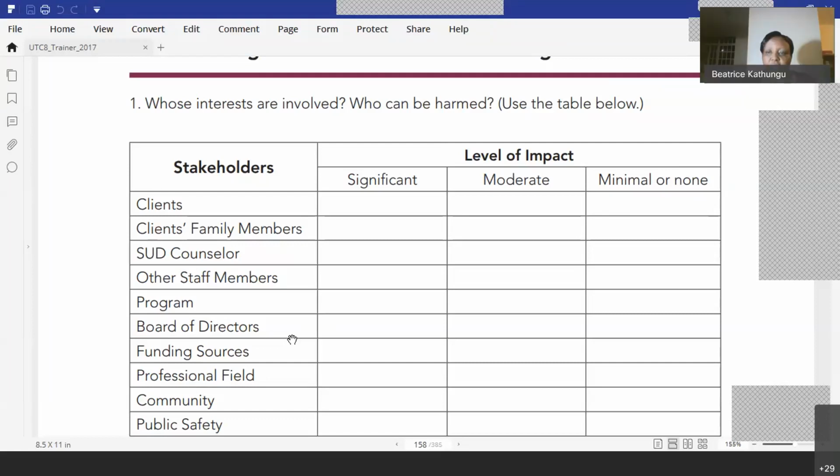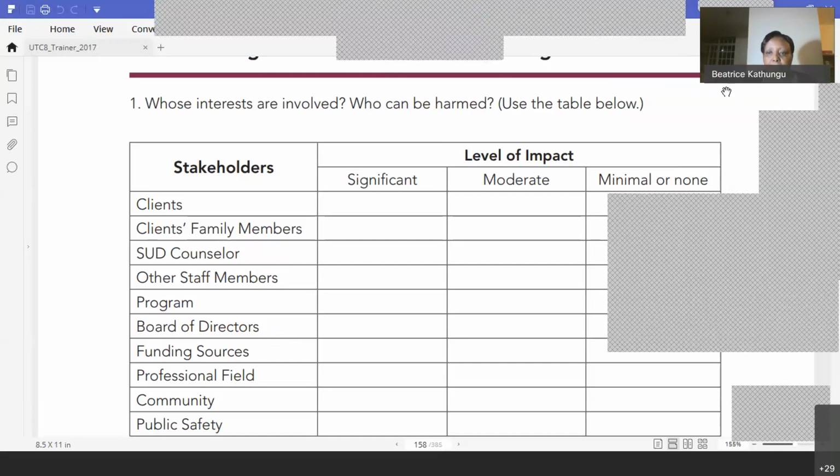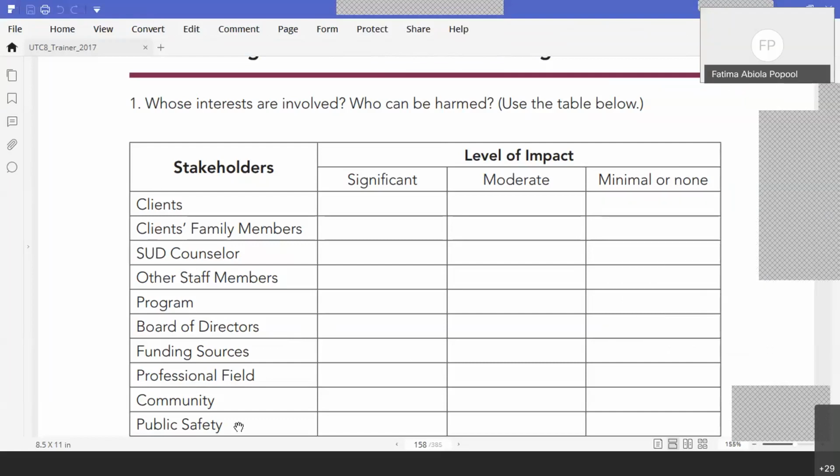Any other stakeholder that we have not identified? Any chats? Yes, the public. I think the public too. The public, even the public safety. Okay, yes. And probably you might want to put the level of impact less for some of these. If your organization has a board of directors, you might also want to ask yourself, are they also going to be affected? What about the funding agency, if there is any? Is it also going to be affected? So these are all considerations we make when we are filling this table for the first question about interest.